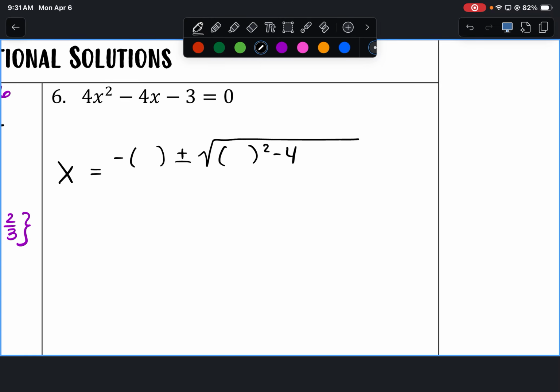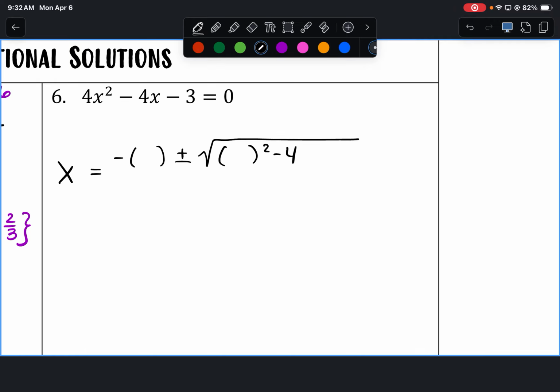So we get x equals, what does this right here give us? Negative 4 plus or minus the square root of, what goes underneath our square root here? 12. Yep. Okay, and we're going to divide that by 2.